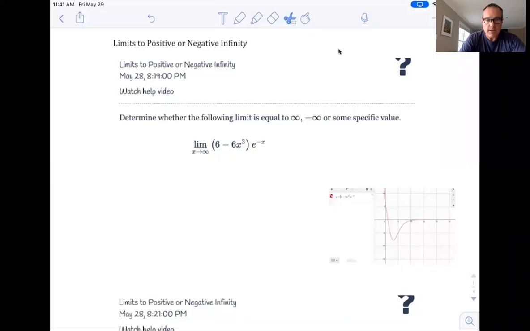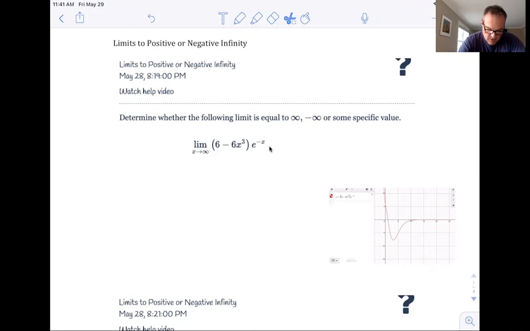Hey, everybody, we're going to look at limits to positive or negative infinity. And again, these are going to be some goofy functions. Starting with this one, I don't even know what to call this function. It's the beginning of the function as a polynomial. It's a cubic, but it's multiplied by an exponential function, e to the minus x.